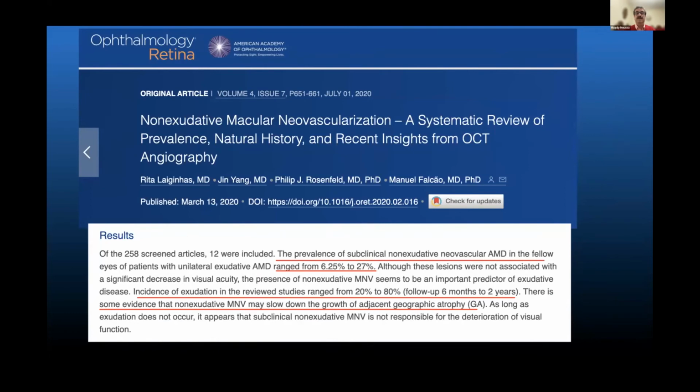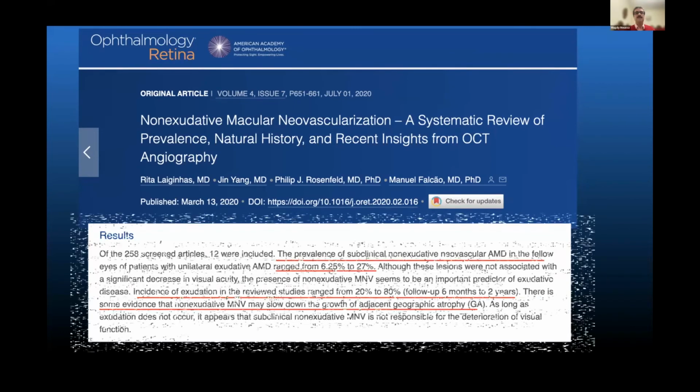He said that the prevalence is about 6 to 27% in the other eye of well-established CNV. You can find the silent CNV. And the incidence of exudation ranges from 20 to 80% in reviewed studies. So many studies say that some of them progress rapidly, some of them not, but from 20 to 80%, which is not a small number, some of them develop active or exudative CNV.